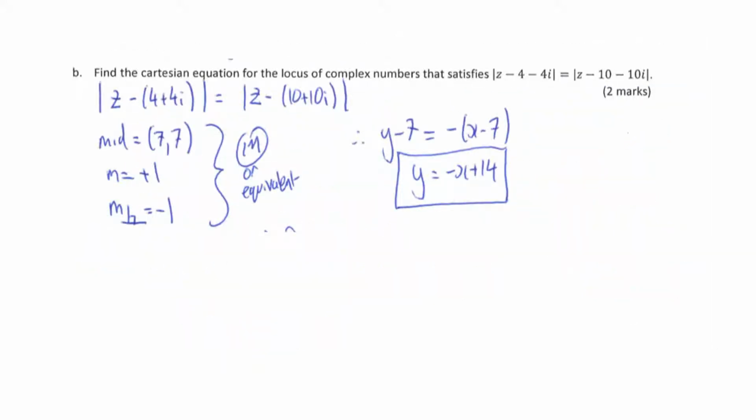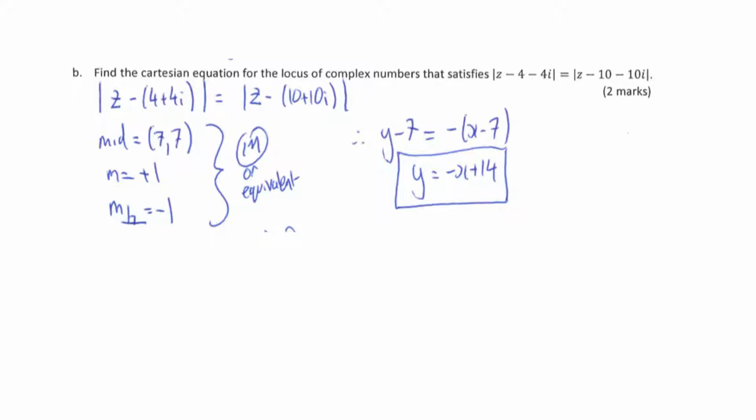Part B, find the Cartesian equation for the locus of complex numbers that satisfies that condition. Hopefully most of you are onto it. It's of the form mod z minus a complex number equals mod z minus another complex number. As we know, this turns out to be the perpendicular bisector between the 2 points involved. So think of those complex numbers in Cartesian form as a pair of points.